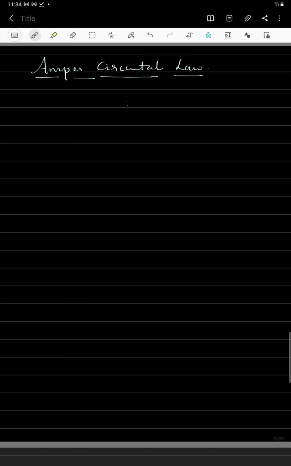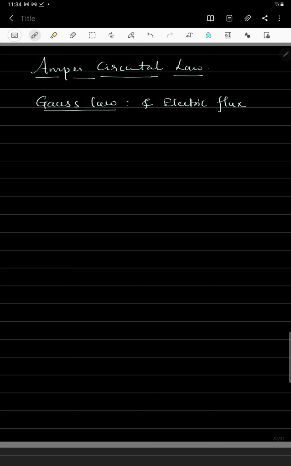Today we'll see Ampere's Circuital Law. Before going to this law, briefly we'll discuss Gauss's law in electrostatics, and we'll discuss electric flux. So what is the electric flux here?